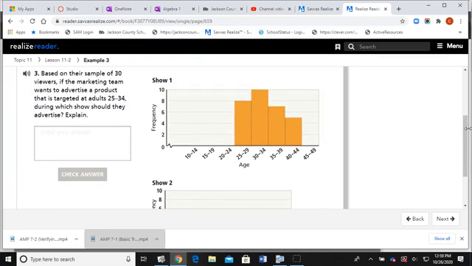Might be next year. Number 3, based on their sample of 30, if the marketing team wants to target 25 to 34, how many is that? 18 for show 1.